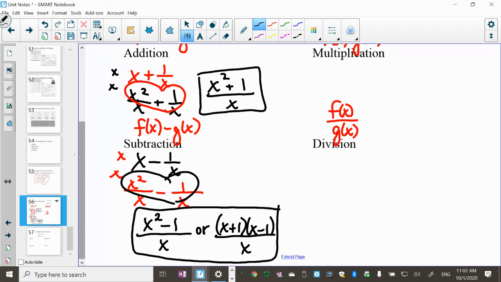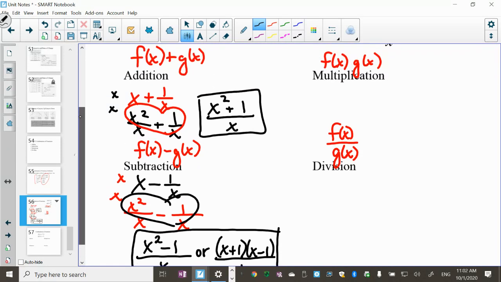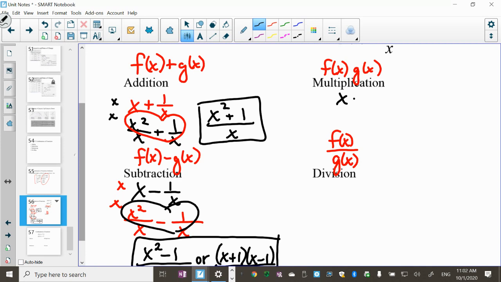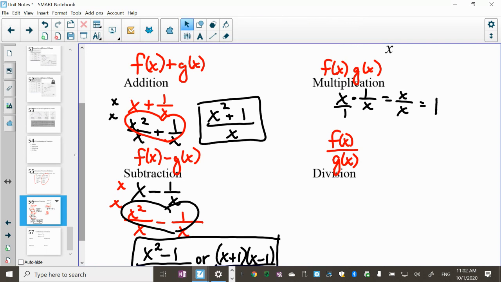The division, okay, well, let's do the multiplication first. For the multiplication, I have x times 1 over x, and there's a couple ways you can look at this. You can put this over 1, multiply across the top, multiply across the bottom, and you'd get x over x, or the answer is 1. The other way you could do this is to recognize that these can divide to make a 1 right off the bat. So the answer to that one is 1.